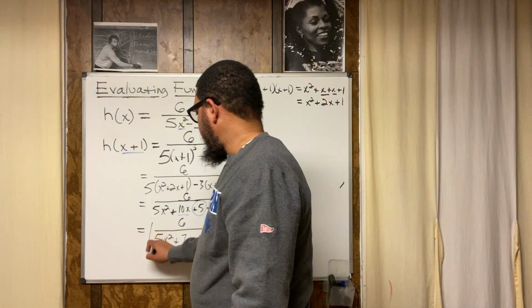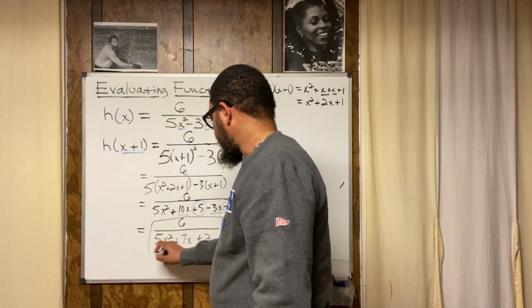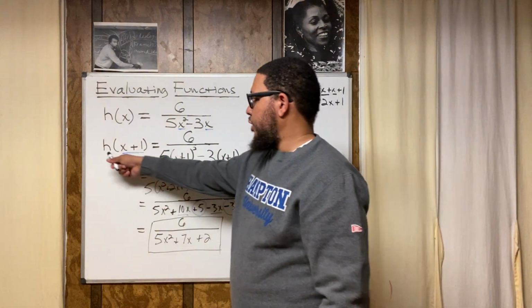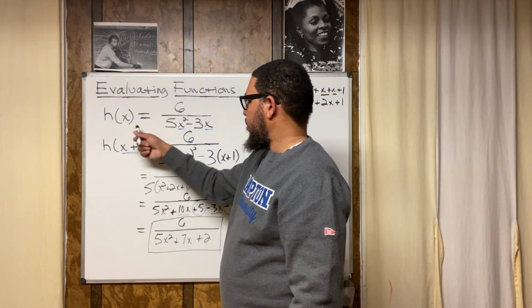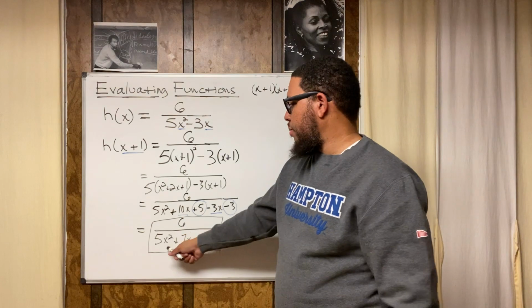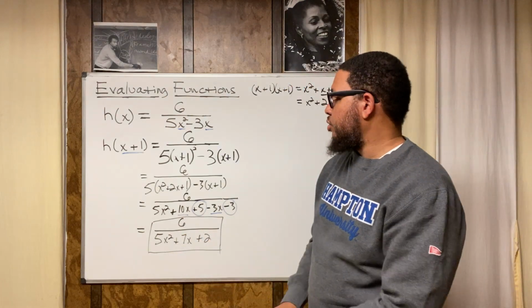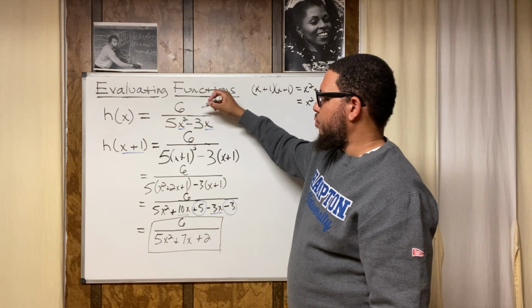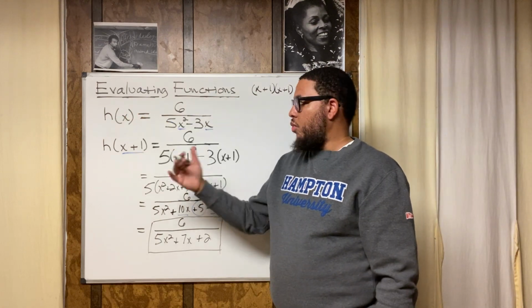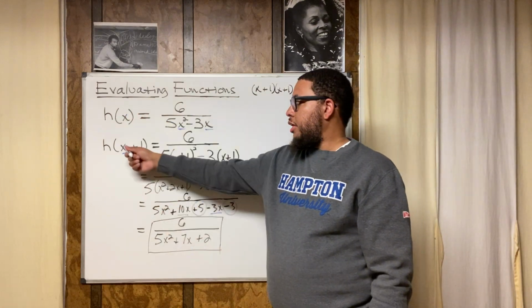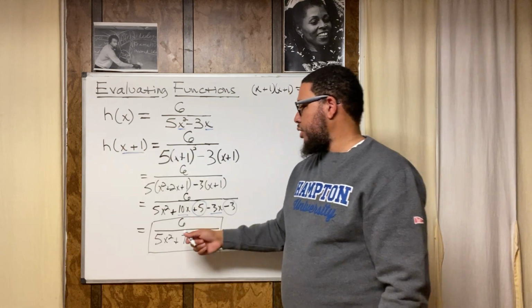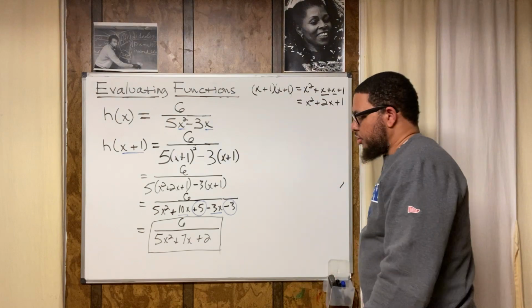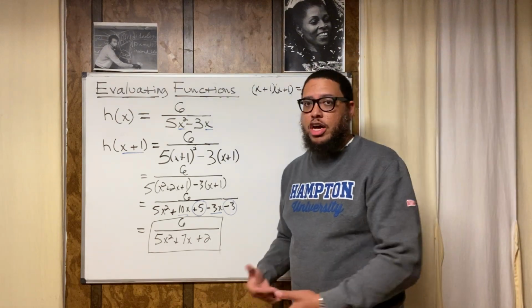6 over 5x squared plus 7x plus 2. So h of x plus 1 is equal to 6 divided by 5x squared plus 7x plus 2. So look at how it differs. 6 over 5x squared minus 3x was the original function, or what we might call the parent function. But then h of x plus 1 is going to be 6 over 5x squared plus 7x plus 2. And this is how we evaluate functions.